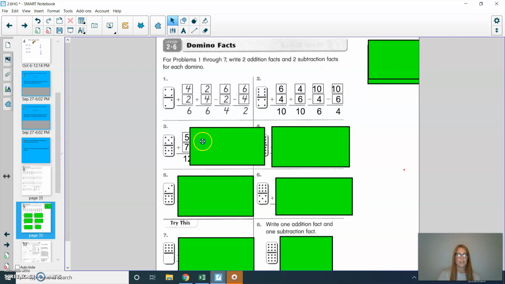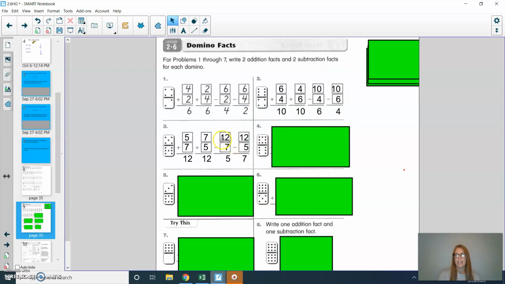For question number 3, I had 5 plus 7 equals 12, and 7 plus 5 equals 12. And then for my subtraction problems, I have 12 minus 7 equals 5, and 12 minus 5 equals 7. And same thing, if you have 12 minus 5 equals 7 first, and 12 minus 7 equals 5 second, that's okay. You don't have to flip-flop them as long as you first have your 2 addition problems, and then you have your 2 subtraction problems.